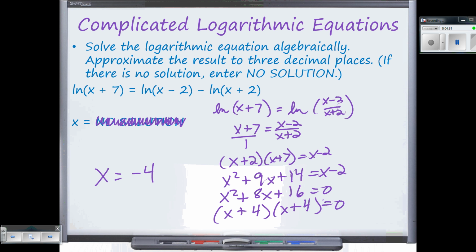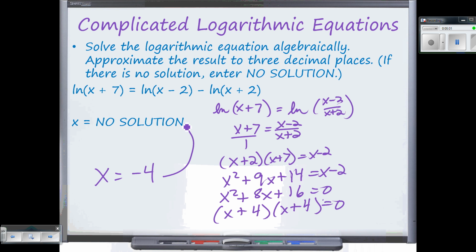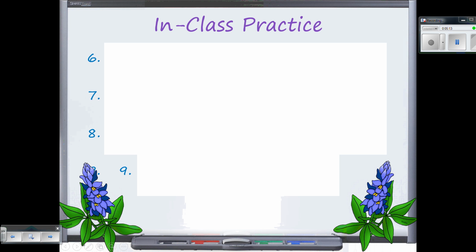You know what? There is no solution to this one. I misled everybody, didn't I? Remember what we said about no negatives? Look, if I put this in here, I'm going to get the natural log of negative 6. Can't work. This one actually does have no solutions. There we go. All right, so now let's look at our in-class practice.